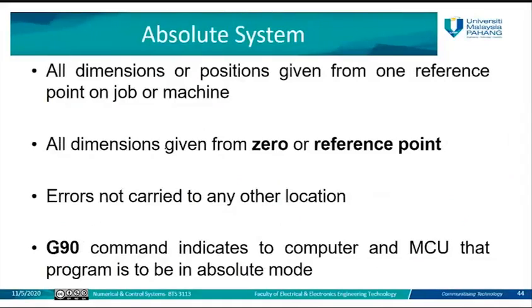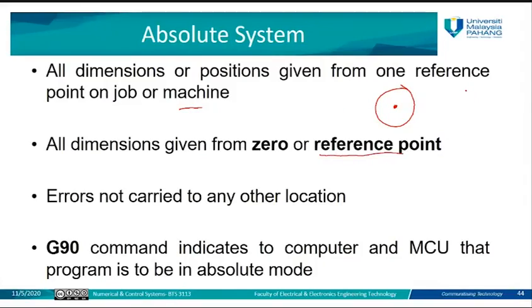For the absolute system, all dimensions or positions are given from a reference point on the job or on the machine. Either you define your reference point on the workpiece itself, the piece you want to produce, cut, drill, and so on, or from the machine itself, the spindle of the machine or the trail of the machine. So all dimensions are from 0 or the reference point.